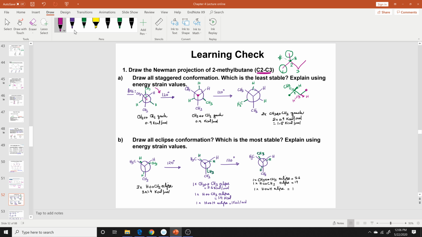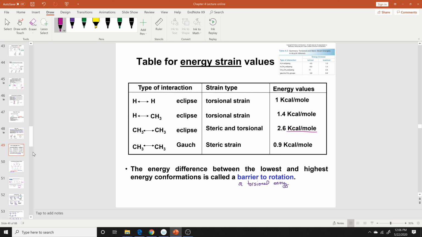Now, which one is going to be the least stable in energy? I need to calculate the energy. So let's go ahead and see. With respect to this structure here, I only have a CH3 Gauche interaction. You go to the table. This is how I want you to write it: CH3 Gauche. And you go to this table over here.